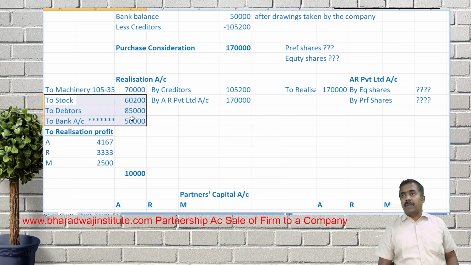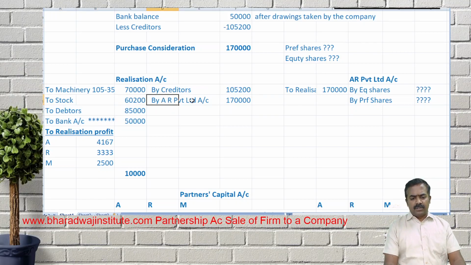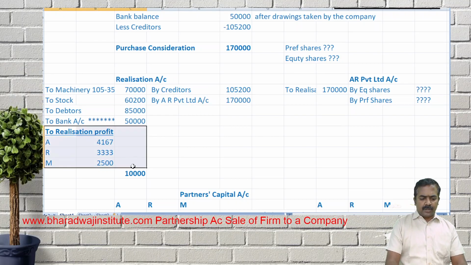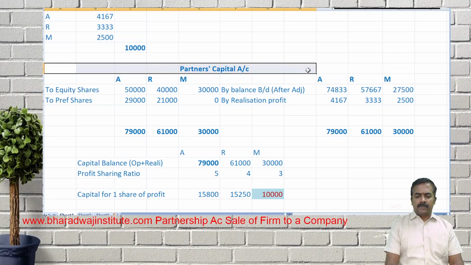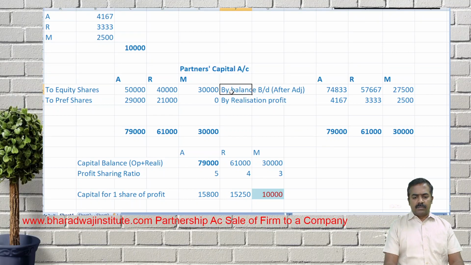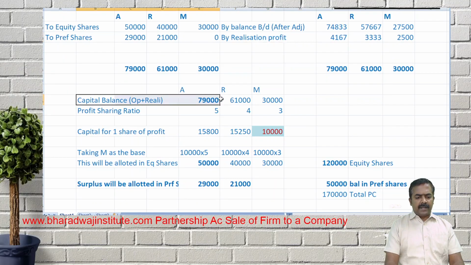Why are we transferring bank also here? That is also taken over by which company? Purchasing company. Creditors transfer பண்ணோம். Purchase consideration record பண்ணோம். Profit is transferred. This 1,70,000, how much in equity share, how much in preference share, we cannot decide now. We have to prepare which account? Partners capital account. By balance brought down, by realization profit போட்டா opening balance plus this one comes to 79,000, 61,000 and what? 30,000 வருது.